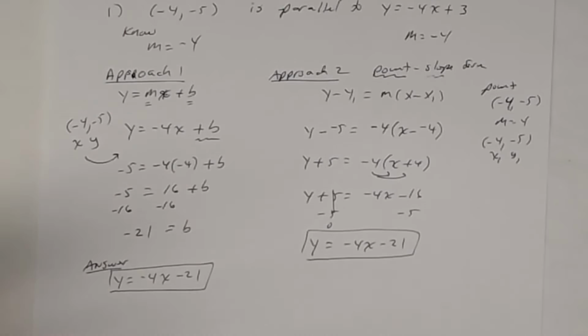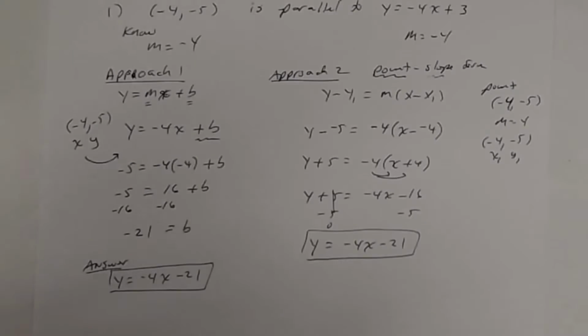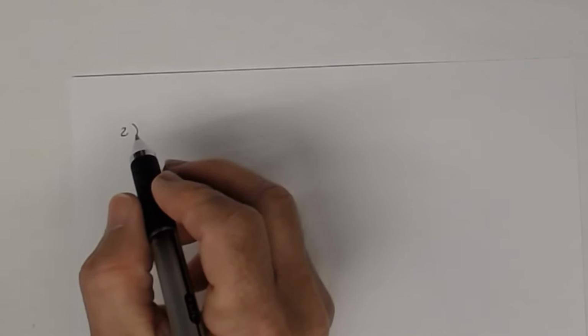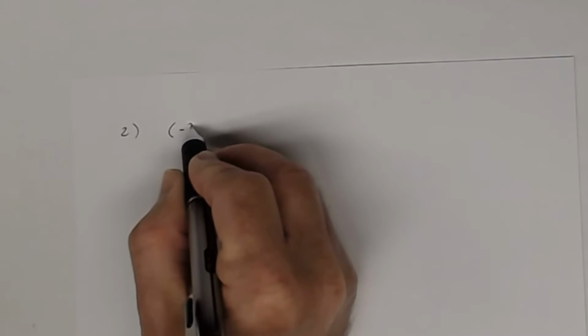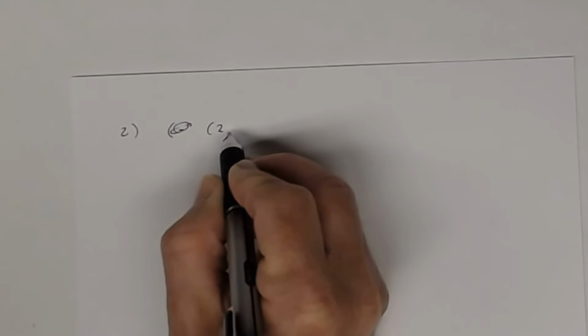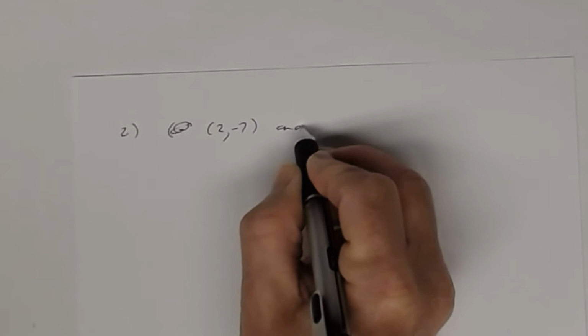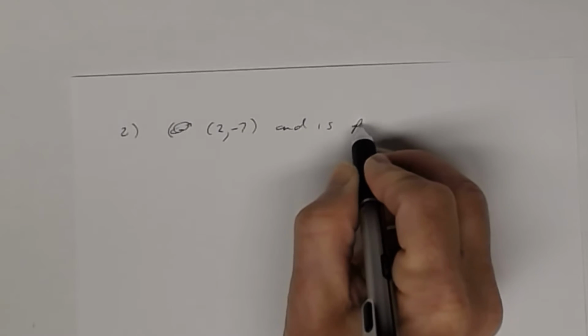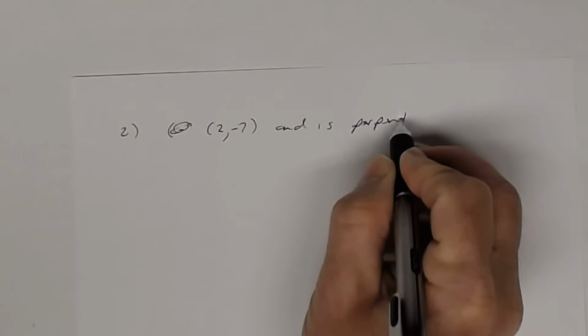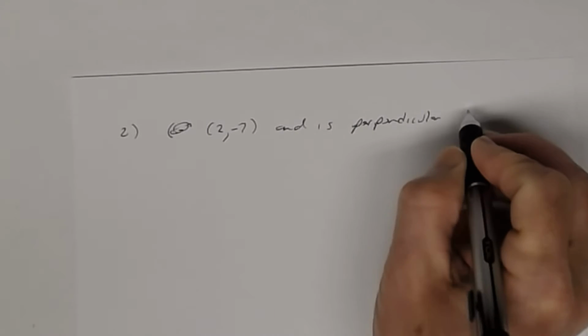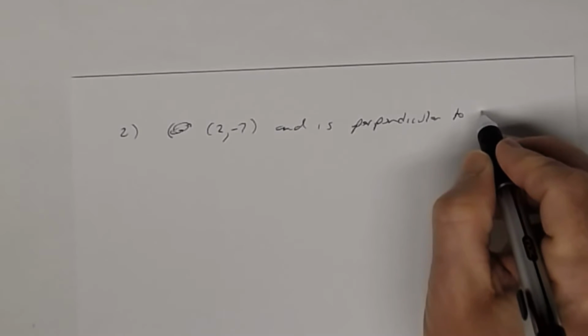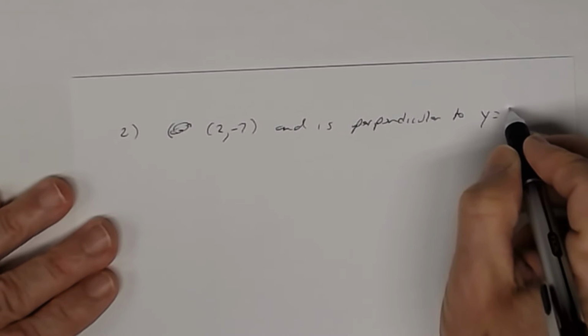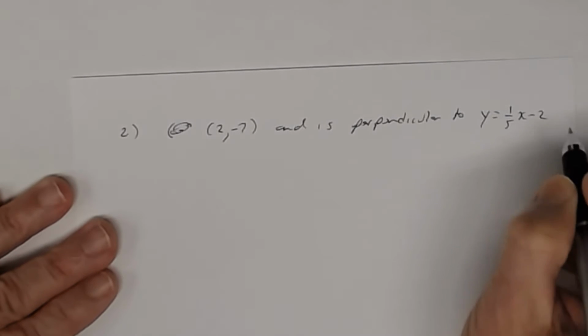Okay, let's look at number 2. So in number 2, you're told this. So you want to find the equation of the line that goes through this point and is perpendicular to the line whose equation is y equals 1/5 x minus 2.